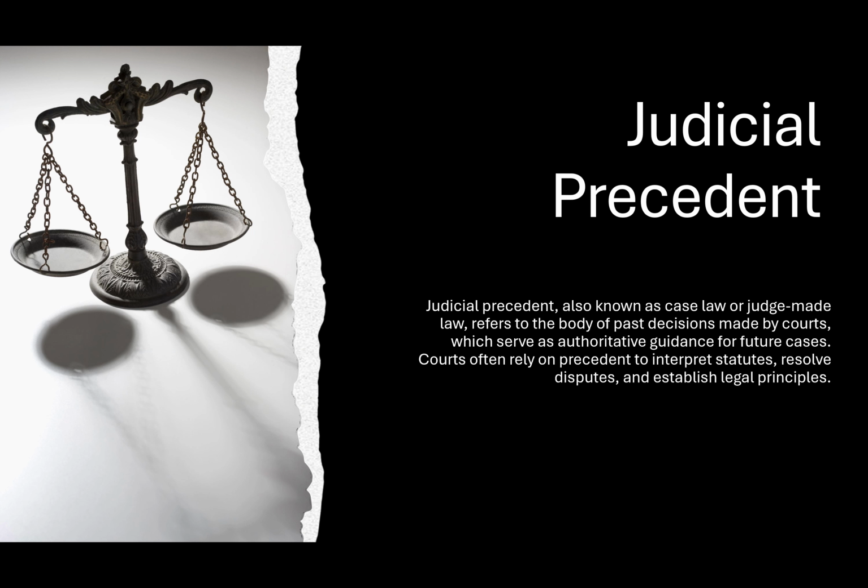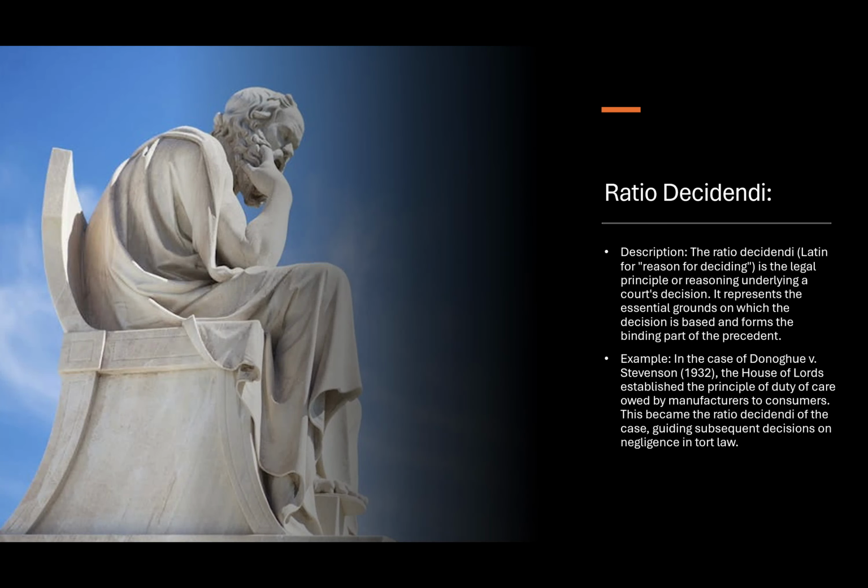So we're looking at this rule, this judicial precedent, which is a source of law, a historical source of law. So let's look at this. We're starting with the general principles. Ratio decidendi, Latin for the reason for deciding, is the legal principle or reasoning underlying the court's decision. It represents the essential grounds on which the decision is based and forms the binding part of the precedent.